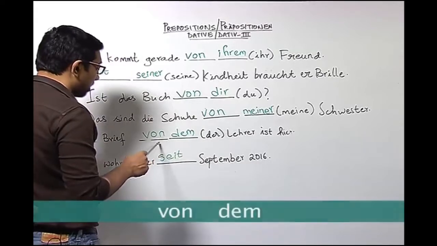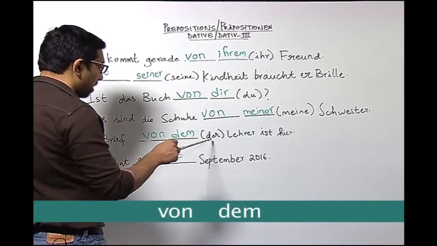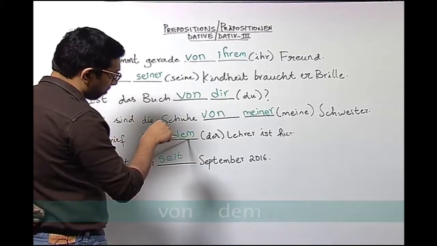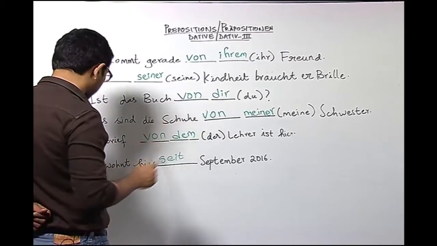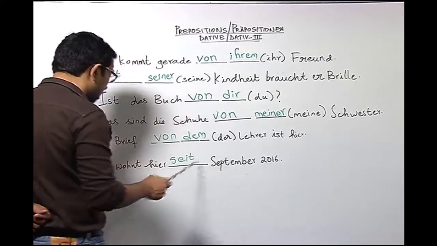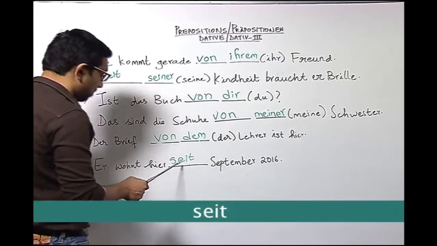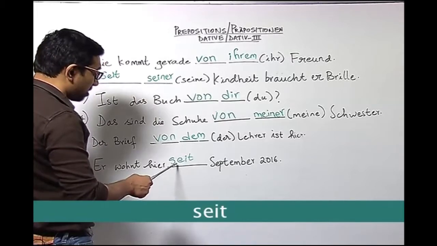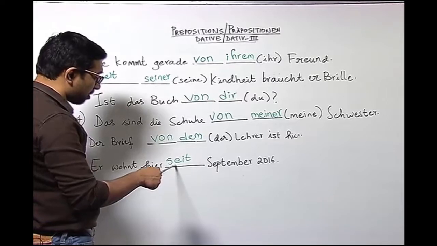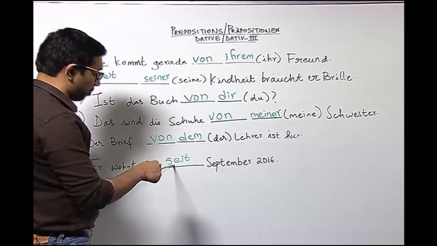In sentence number 5, der Brief ist von dem Lehrer ist hier. Here the student correctly wrote the preposition von, and for the article there the student wrote the article dem, which is in dative. Wohnt hier seit September 2016. Here also the student understood the meaning of the sentence, and since it is a happening which is taking place and has started in the past, wrote the correct preposition.